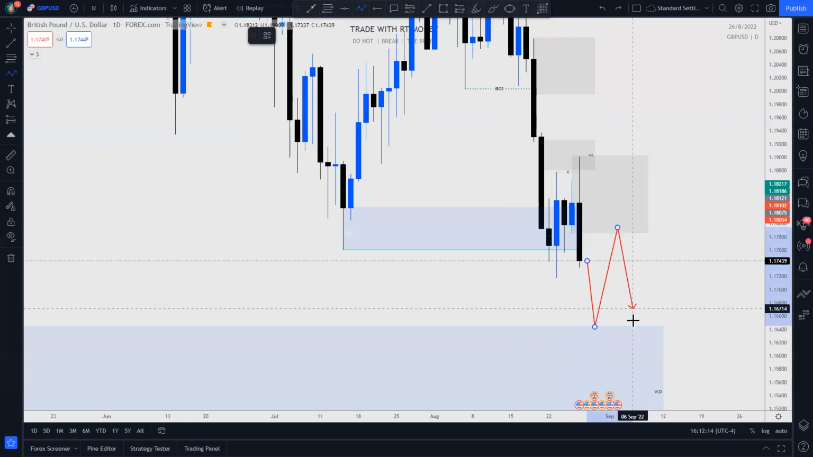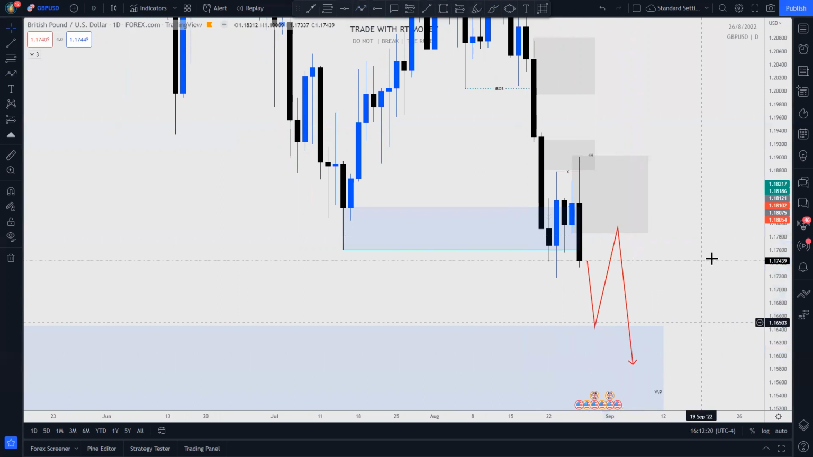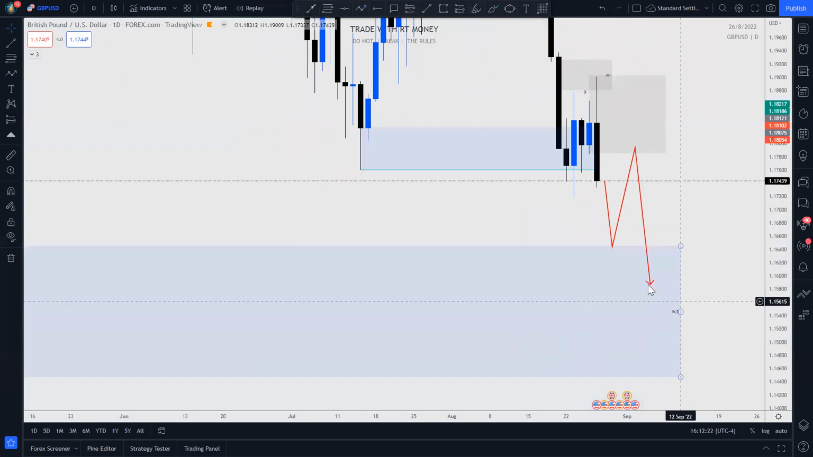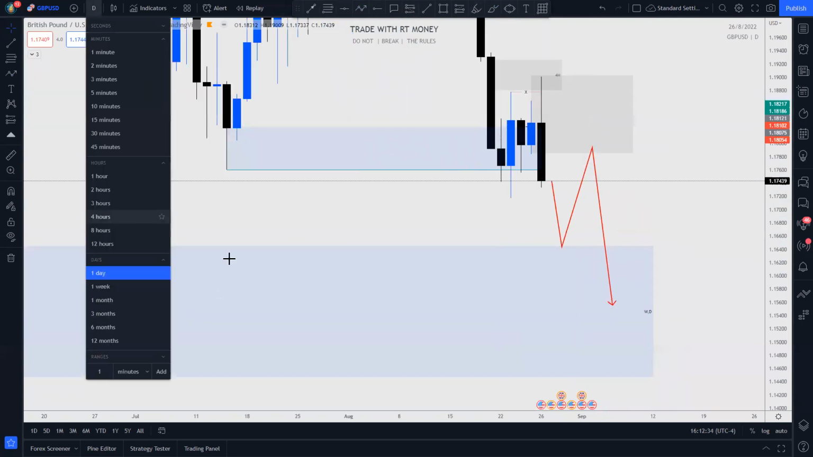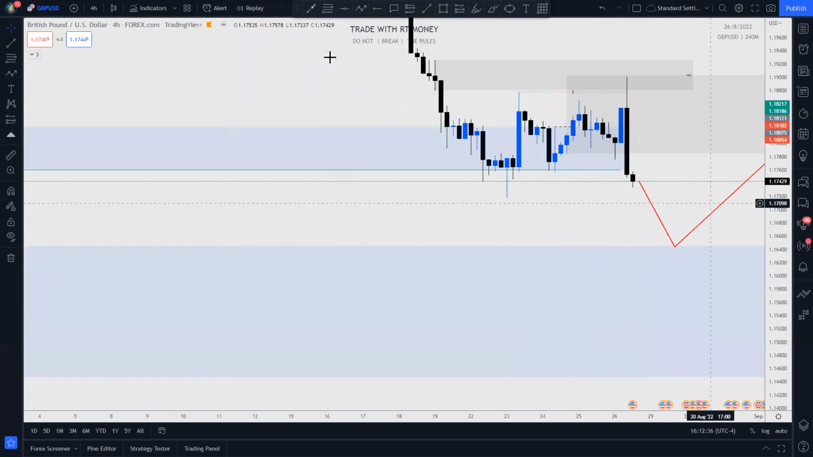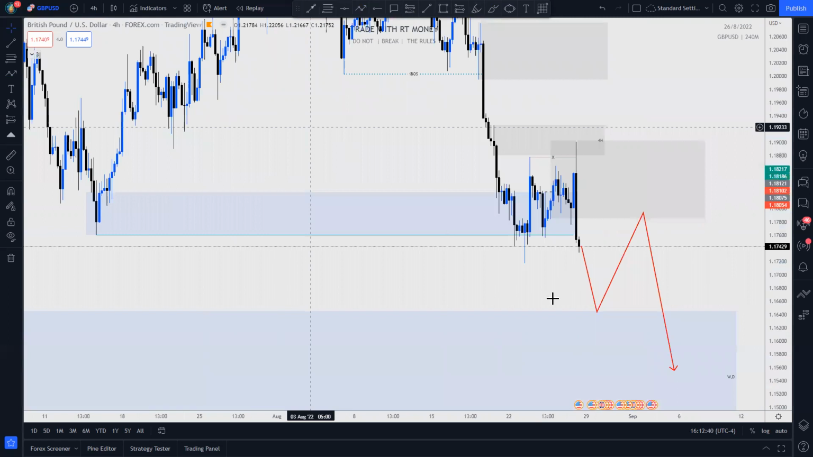All right, I'm thinking that we're going to get some more bearish price action towards the middle of this zone. I'm thinking that this is what I'm thinking right there. All right, what I want you to do is be prepared. Let's go to the 4 hour so we can get down and mark something good. What I want you to do is be prepared.